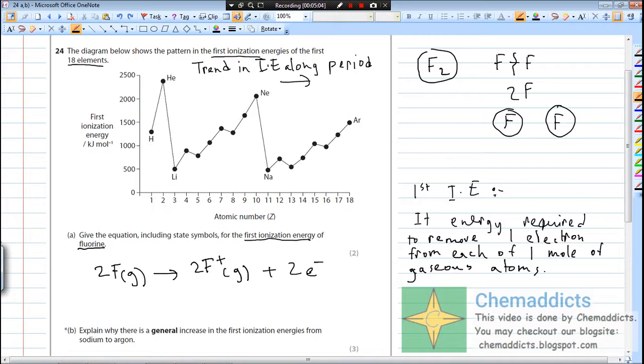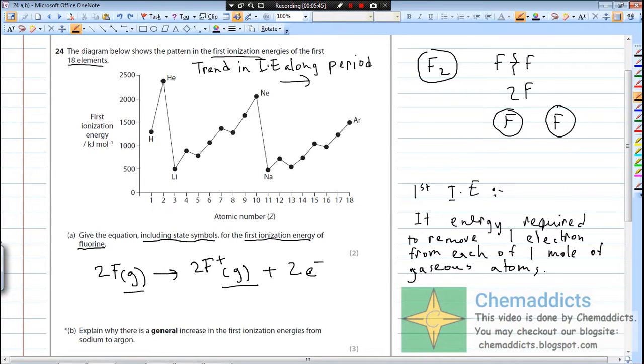There are 2 marks for this question: 1 mark for mentioning the species, and the state symbols are really necessary in this case. Since they have said in the question to include state symbols, we need to mention the state symbols for each species. So this is how we solve A.